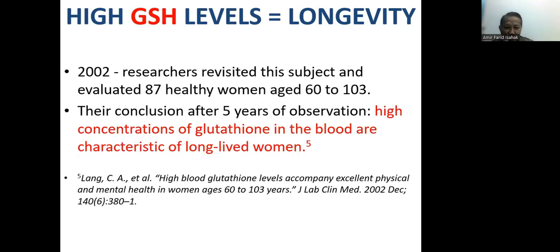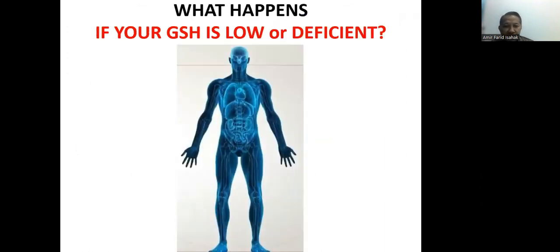Okay, then the second study, researchers followed 87 healthy women from age 60 to 103 for 5 years and found that those who were healthy and survived and didn't die were the ones who had high levels of glutathione. Okay, so this is not an empty claim. This is a scientifically backed claim that glutathione is anti-aging and glutathione is directly associated with longevity. Okay, so that is if you have enough glutathione.